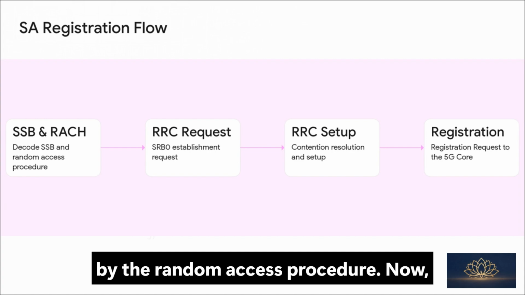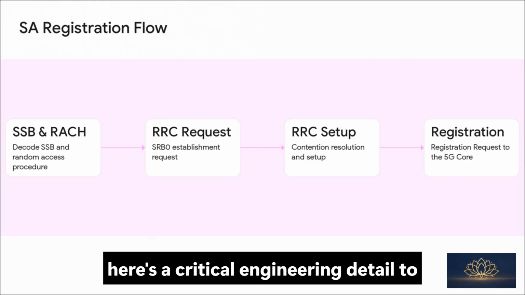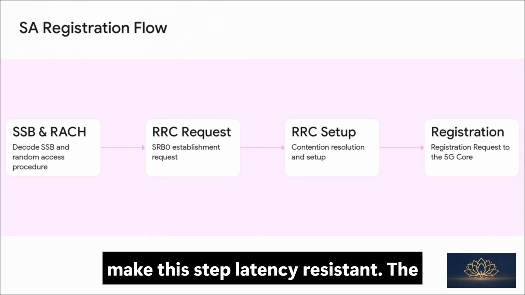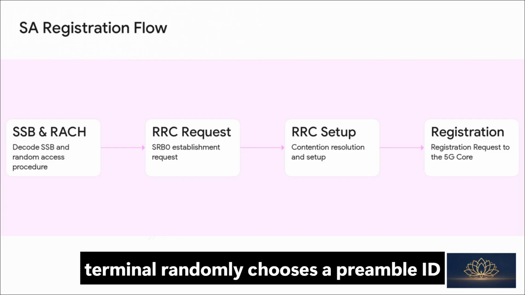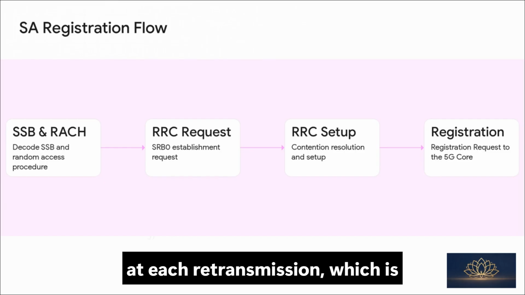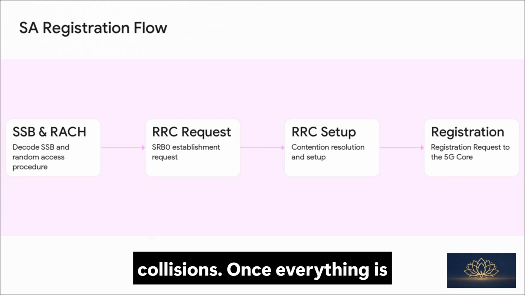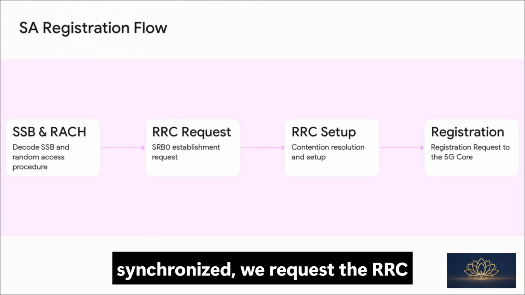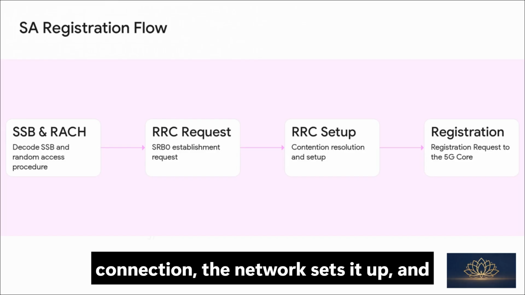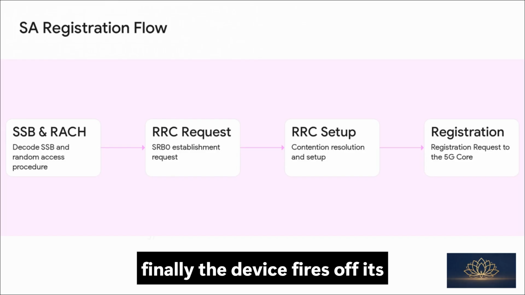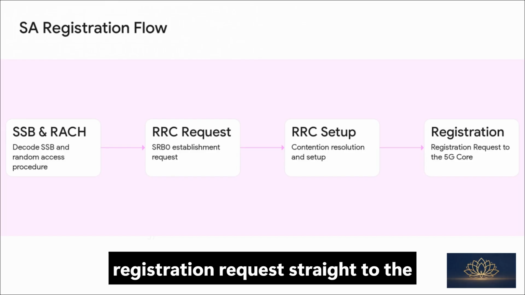Now here's a critical engineering detail. To make this step latency resistant, the terminal randomly chooses a preamble ID at each retransmission, which is brilliant because it effectively avoids collisions. Once everything is synchronized, we request the RRC connection. The network sets it up, and finally, the device fires off its registration request straight to the core.